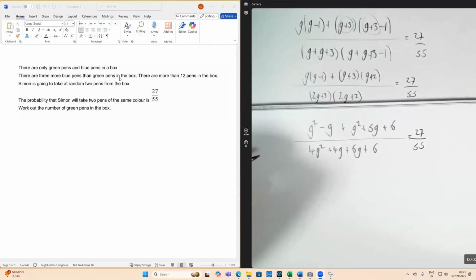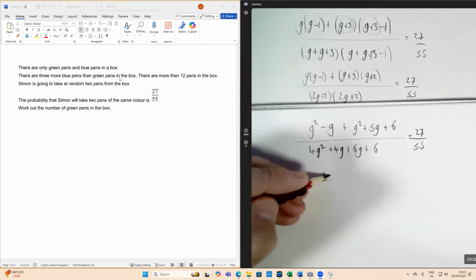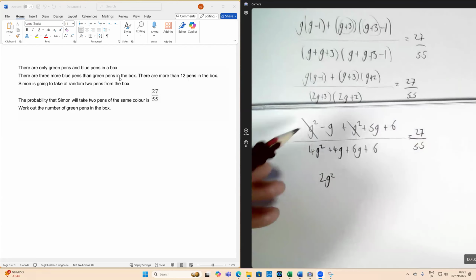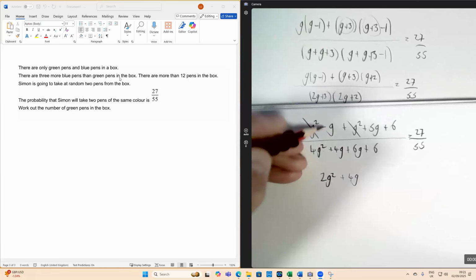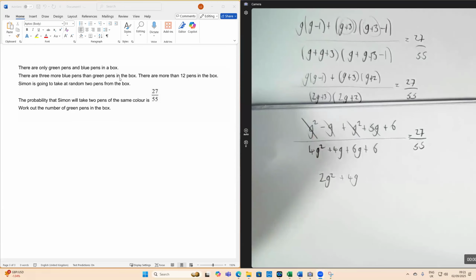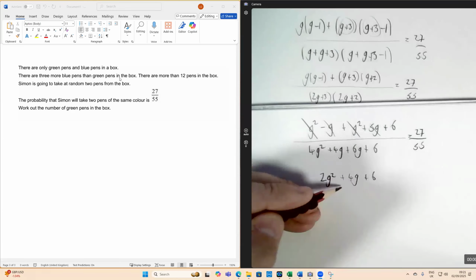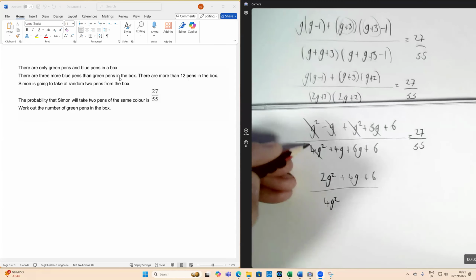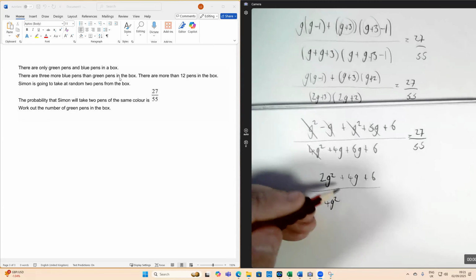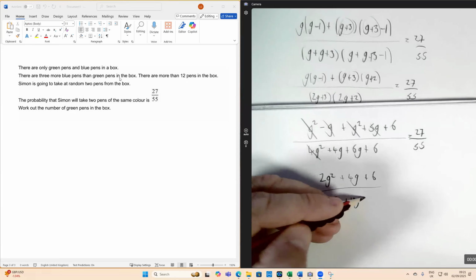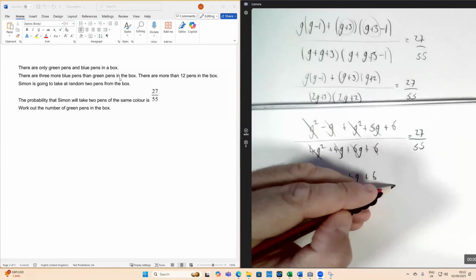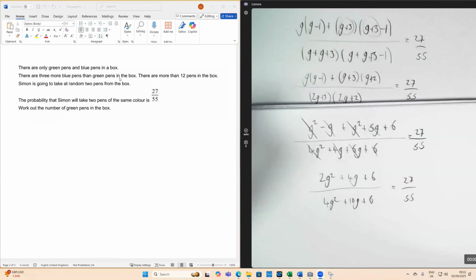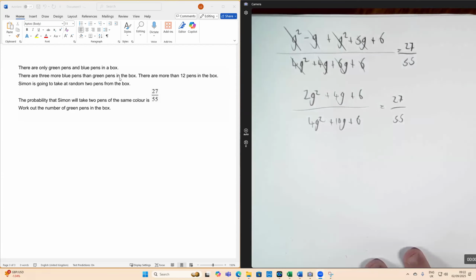Okay, let's now collect some like terms. So we get 2G squared, that's that. And then we get 5G take away G is plus 4G. Just crossing these out to show I've dealt with them. Plus 6. And then in our denominator, we have got 4G squared, and we've got plus 10G plus 6. Okay, 10G and 6, over 27 over 55. Okay, so now that we've simplified everything, we're in a position where we can cross multiply.